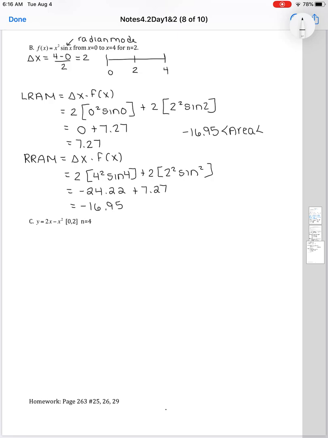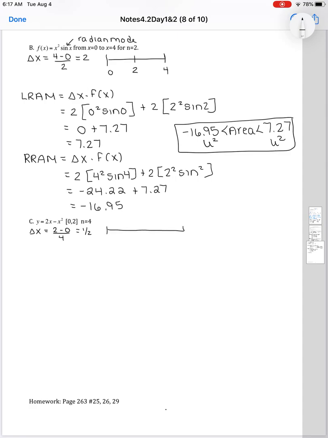So again, it doesn't matter where the numbers fall in terms of whether they necessarily make sense. The left should be the smaller one. Whatever the lower of the two numbers, so that's negative 16.95, that goes on the left. And the 7.27 goes on the right for your final answer. It's an approximation for these.